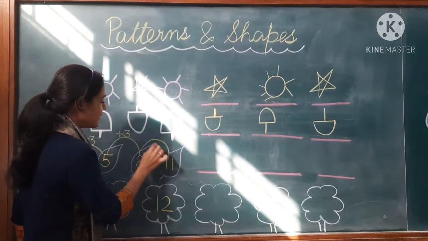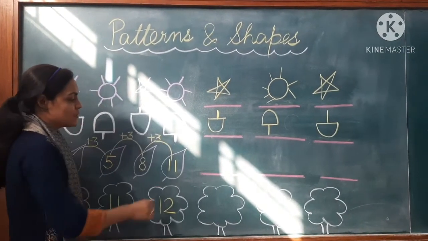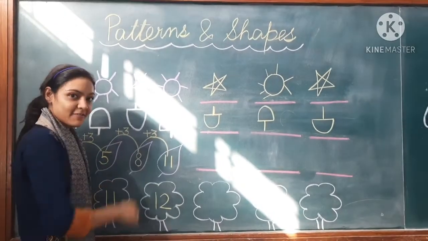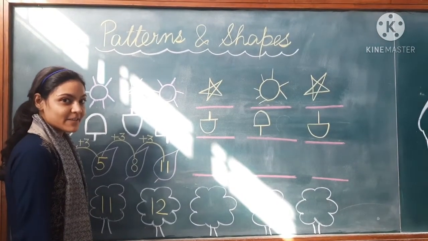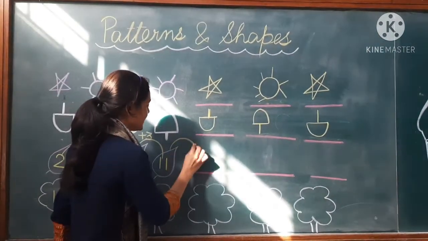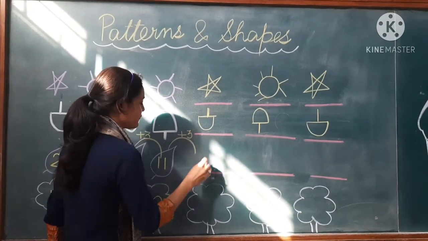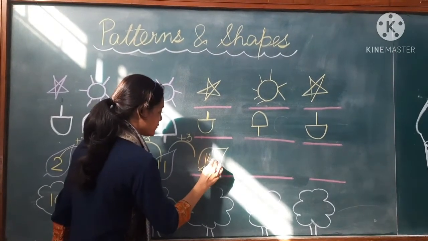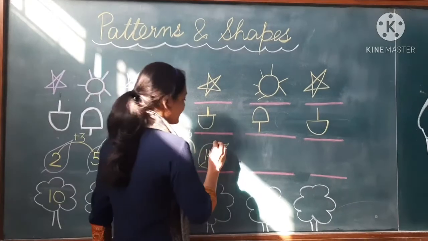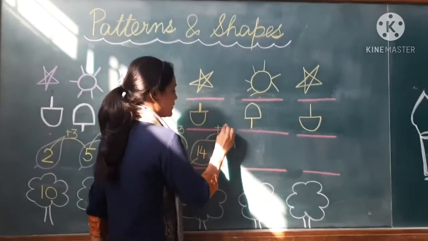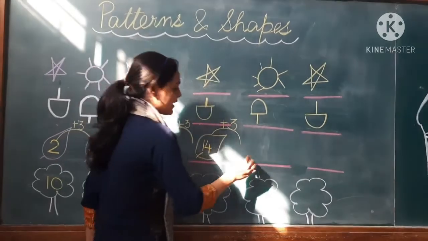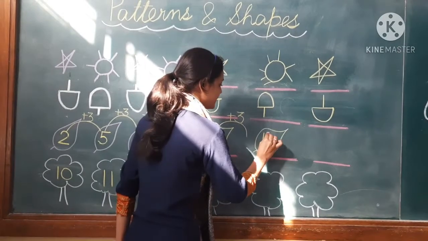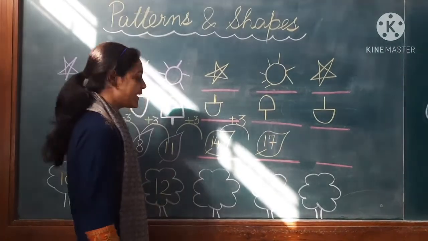And 8 plus 3 will give us number 11. So what will be our next sequence? Add 3 and 11. So what will be the answer? Yes, very good. Our answer will be 11 plus 3 will be number 14. So first we will draw a leaf and we will write the number 14. And next what will be the sequence? 14 plus 3. So when we add 14 and 3, what will be our answer? Our answer will be 17.